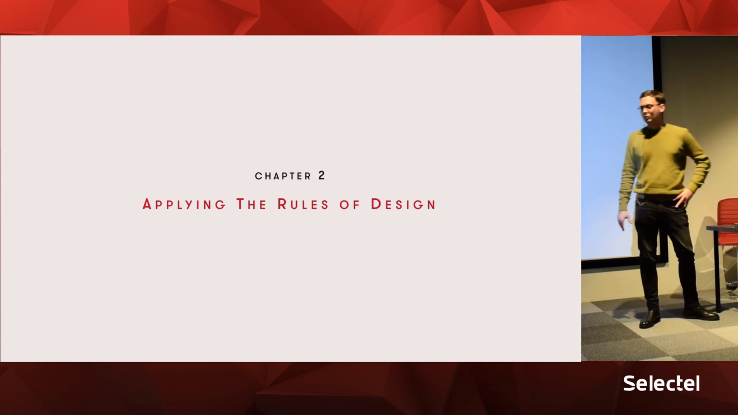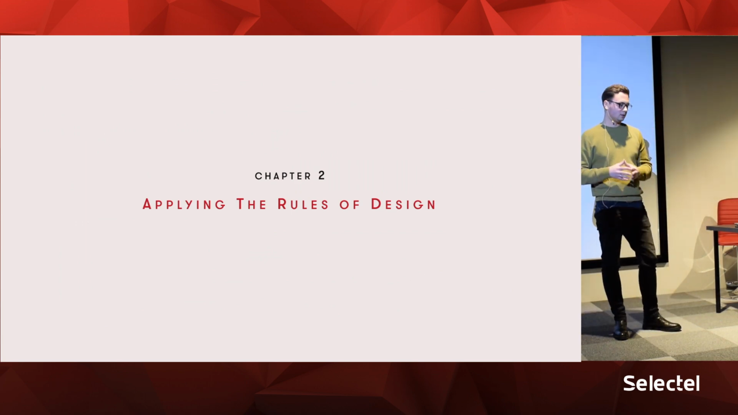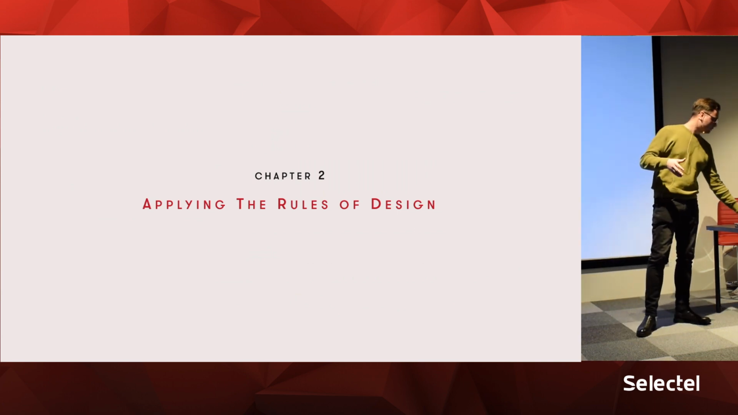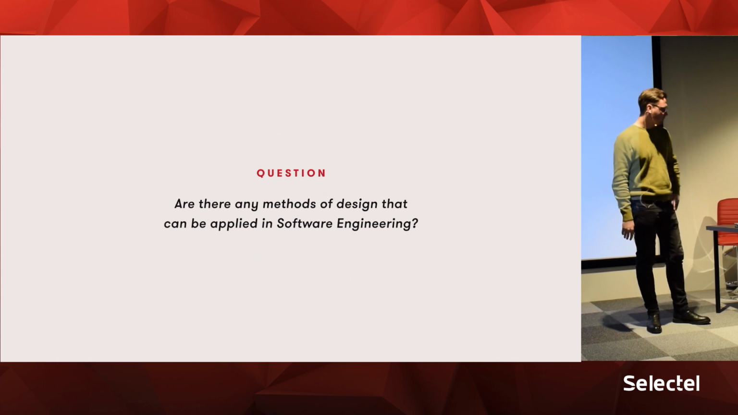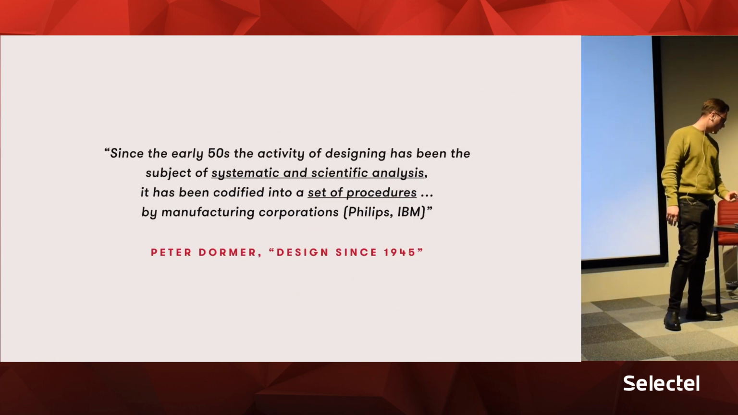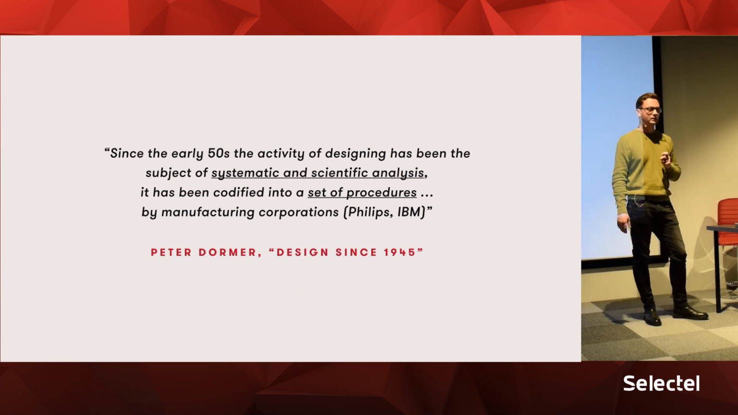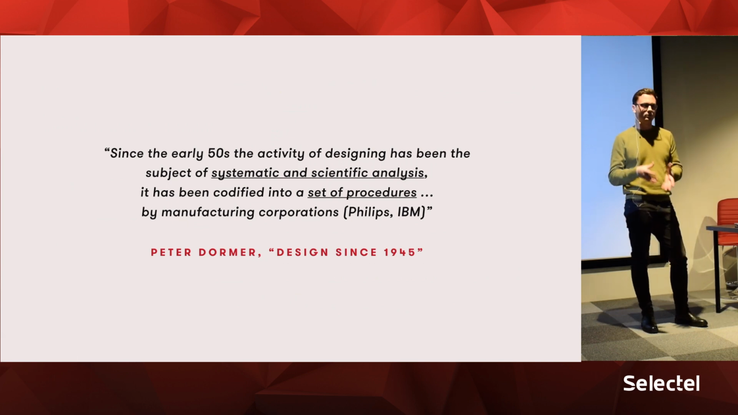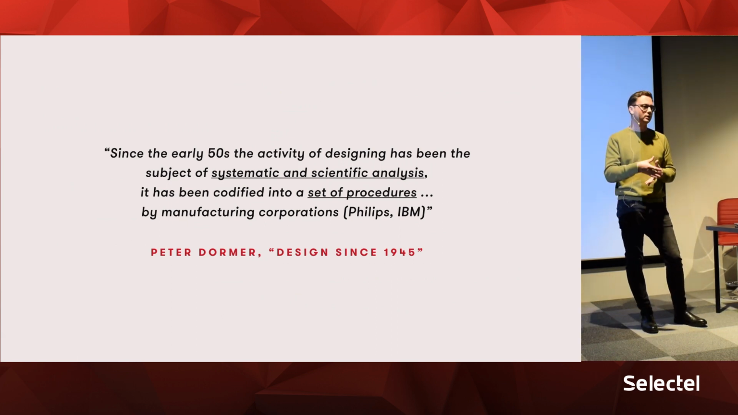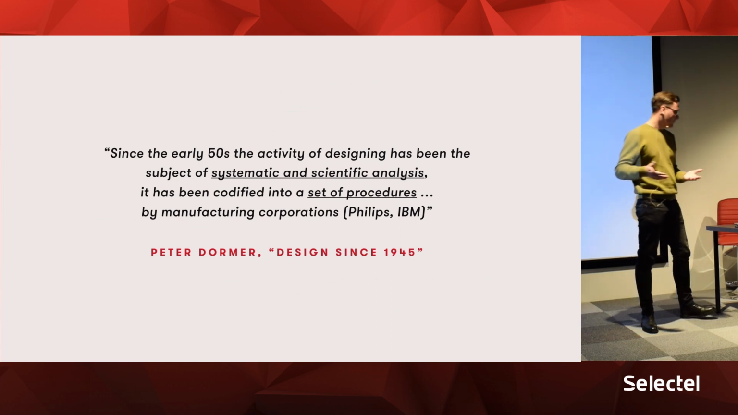And now that we know where design came from, I wanted to talk about the rules of design. So the question is, how can we actually use the rules or methods from design and apply them in software engineering? In order to do that, I wanted to quote Peter Dormer, and he said that since the early 50s, big corporations decided that they can take design and form a set of rules, a set of best practices out of design, and apply it in order to make more money, basically.